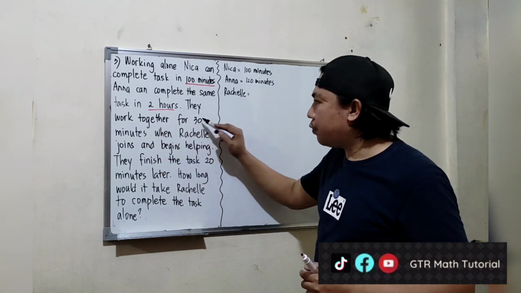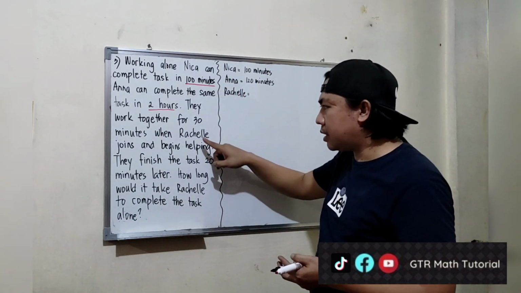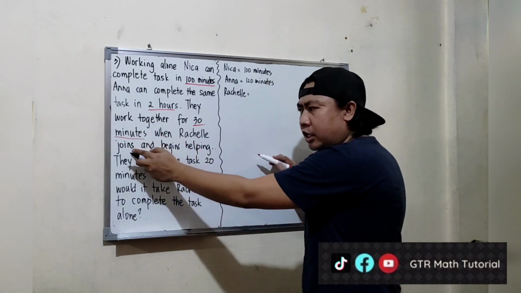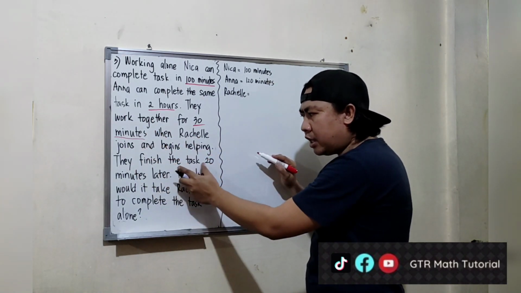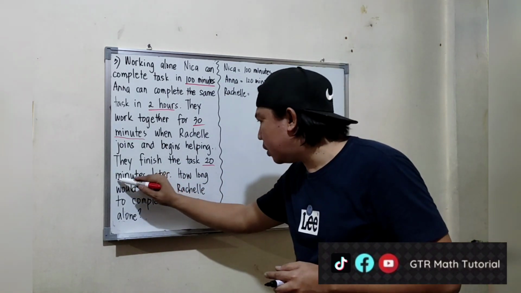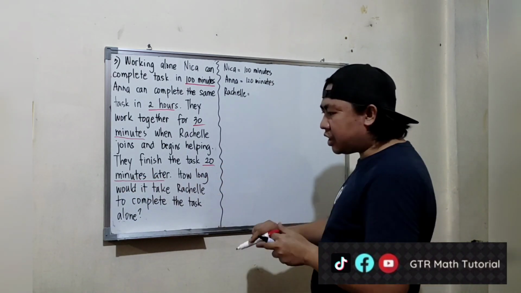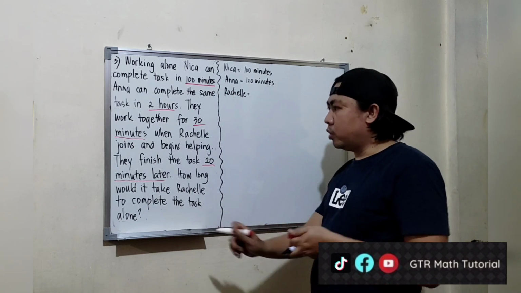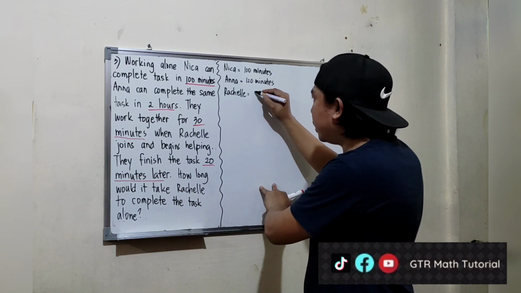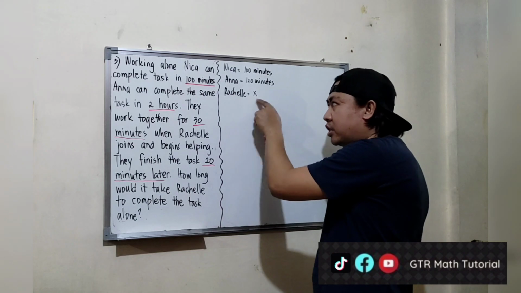So, they work together for 30 minutes. So, they work together, Nica and Anna, for 30 minutes. Nauna na sila ng 30 minutes kay Rachelle. So, when Rachelle joins and begins helping, they finish the task 20 minutes later. So, nung nagtulong-tulong silang tatlo, natapos daw nila ng 20 minutes. So, tanong, how long would it take Rachelle to complete the task alone? So, hinahanap natin yung rate ni Rachelle alone. So, ang rate ni Rachelle, hindi pa natin alam. So, x minutes. Let the rate of Rachelle be x.